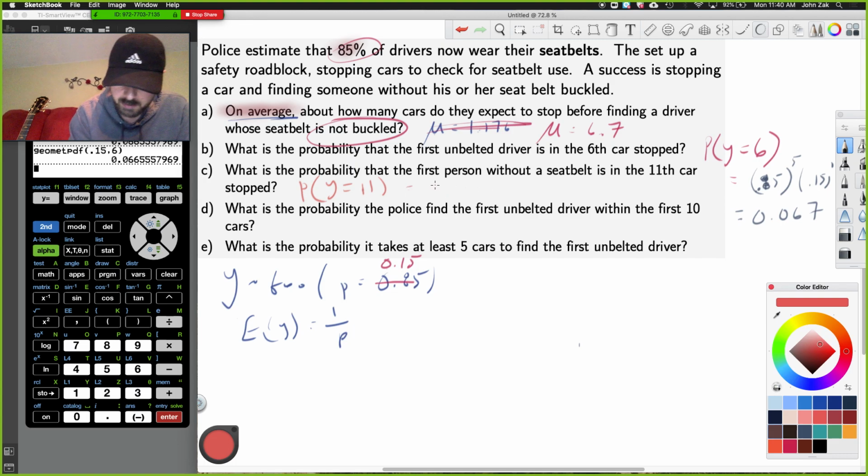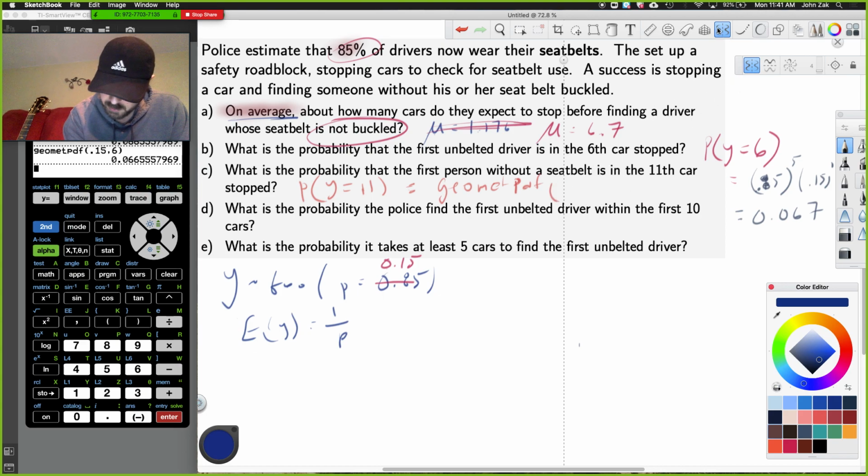And so once again, let me cheat. Let me just go into my calculator. That would be the same thing as geometric PDF, right? And notice again that I'm doing PDF here. I would type in two things. I type in the probability of success, which is 0.15. Actually, let me label my inputs a little bit better. The probability of success is 0.15, right? And the number of trials would be Y equals, in this case, 11.